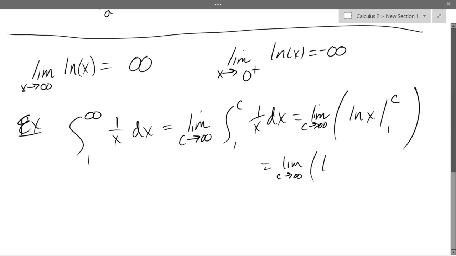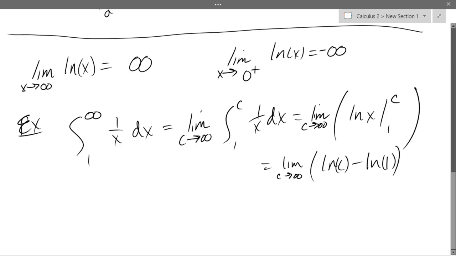So this is ln c minus ln 1. What is natural log of 1? 0. So natural log of 1 is 0. The good news is, as long as it's a number, I don't really care what it is. It could have been 100, could have been negative 100. It's just a number. So it really comes down to what happens with ln of c when c approaches infinity.